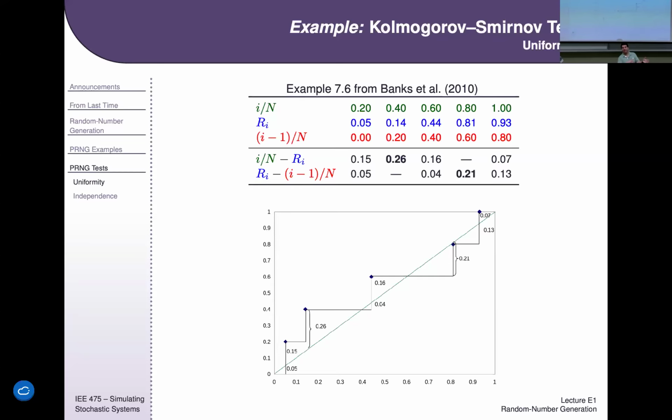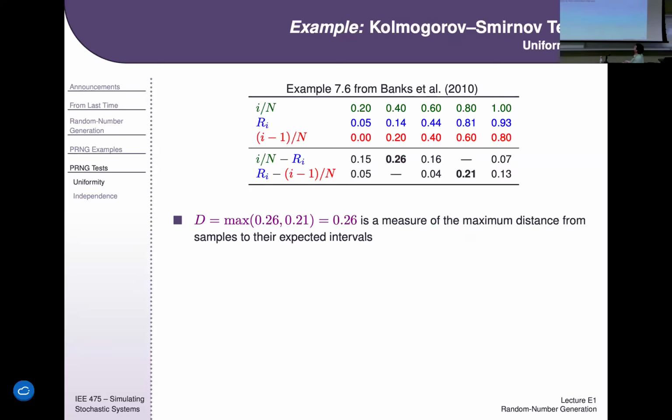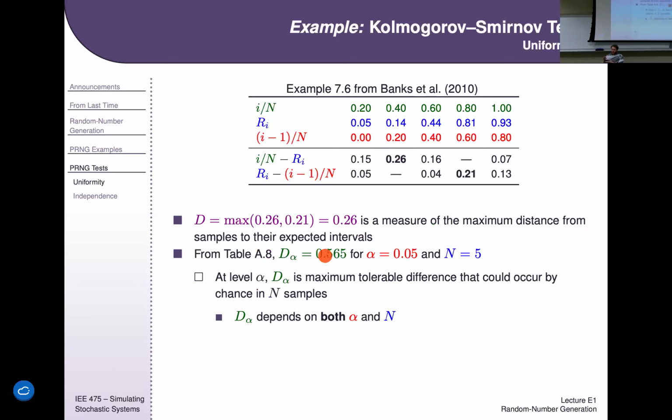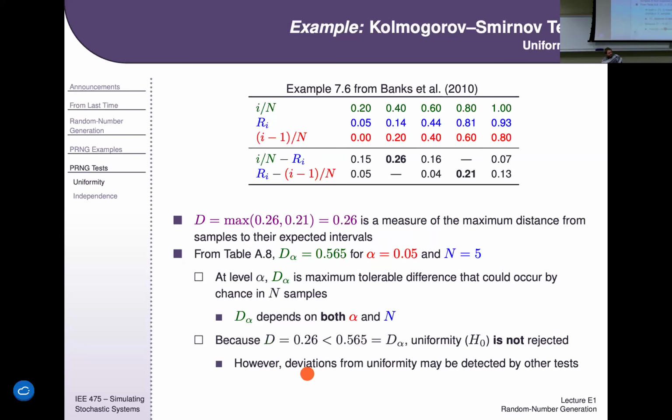And so then there's a table in the back of the book. In this case, the degrees of freedom is actually the number of data points. So in this case, it will be 5. Then you just look up the table and you compare that number to that table value. That is your KS. So that's the idea here. I get this maximum value and I compare it to the table. The table value says I can tolerate up to 0.565 difference. This is less than that. So I am not going to reject the null for this level of significance. Because it's less, uniformity is not rejected.